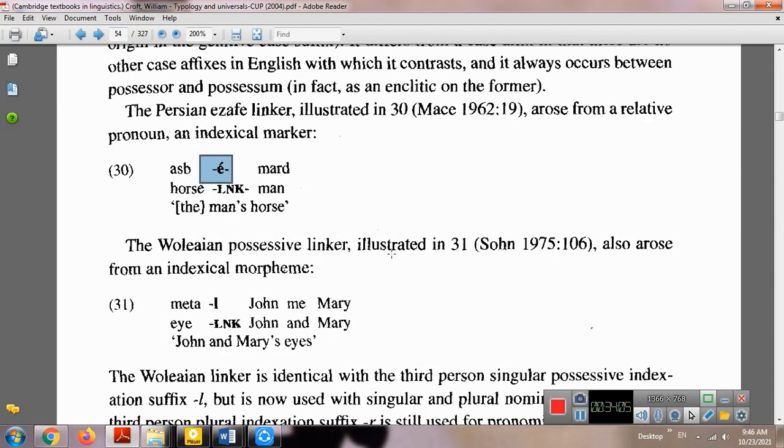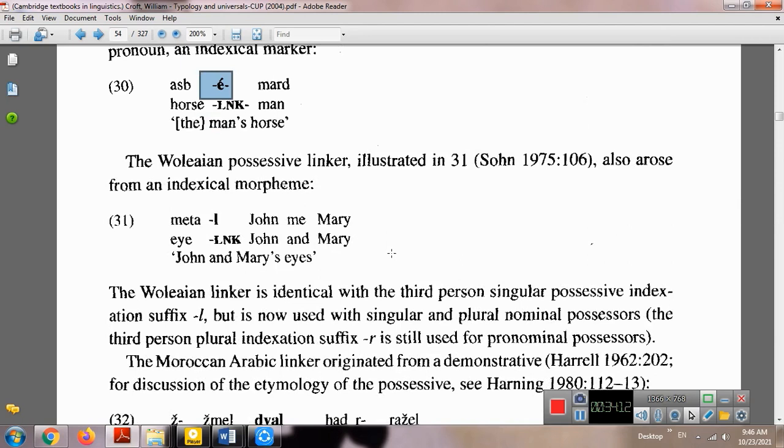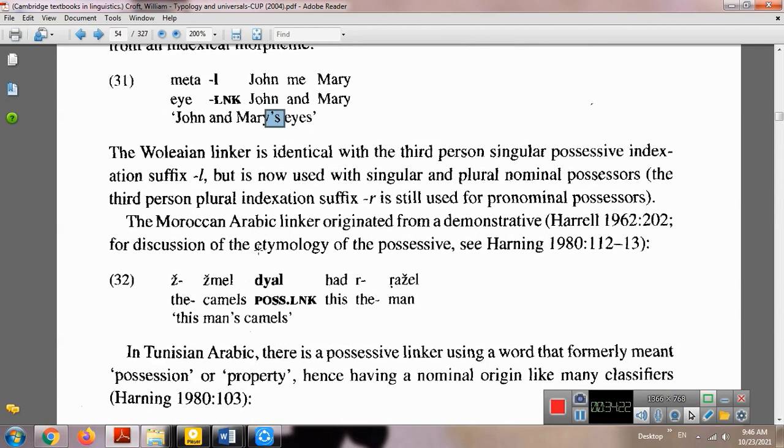The Volinian possessive linker, illustrated in 31, also arose from an indexical morpheme. Here we have Meti, John, me, Mary, John's and Mary's eyes. Here we have another linker. The Volinian linker is identical with the third person singular possessive indexation suffix le, but is now used with singular and plural nominal possessors. The third person plural indexation suffix re is still used for pronominal possessors.